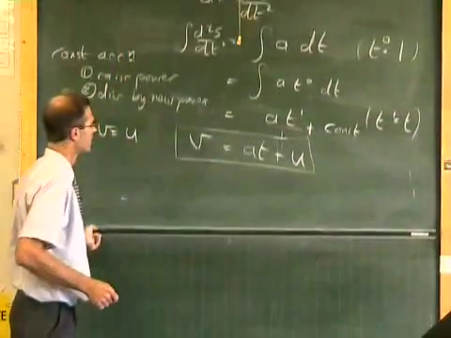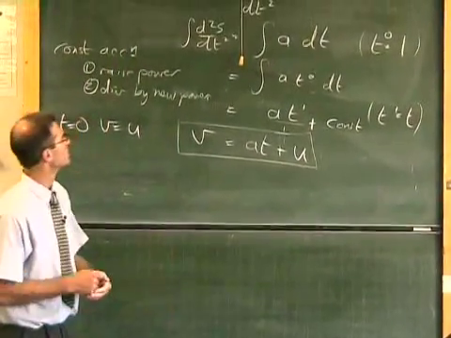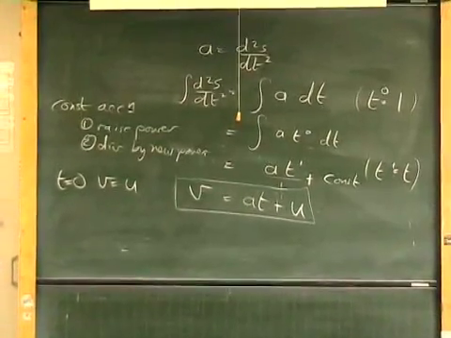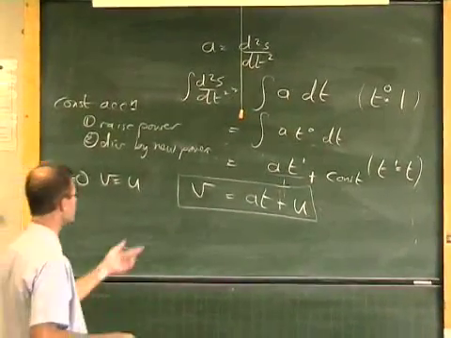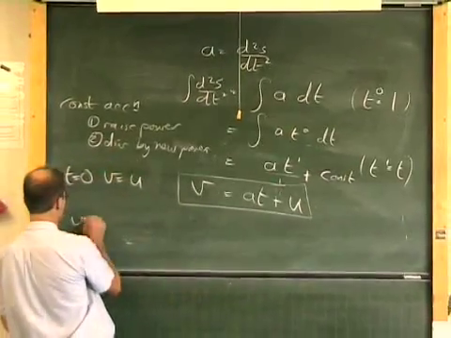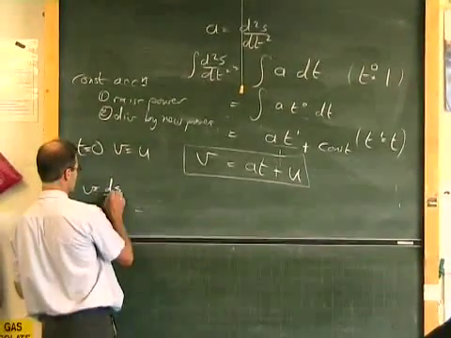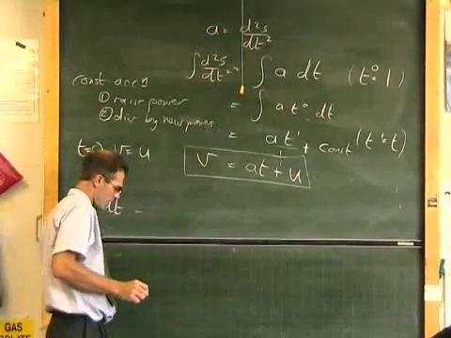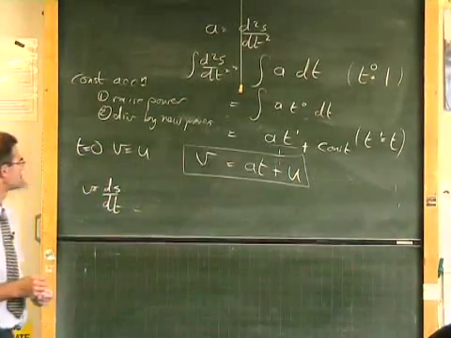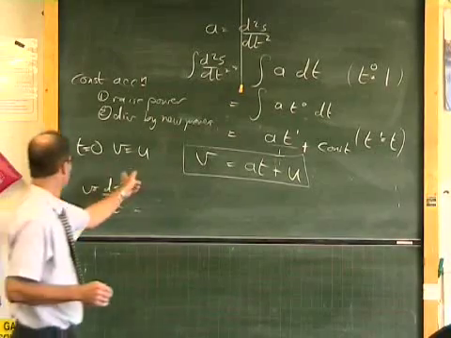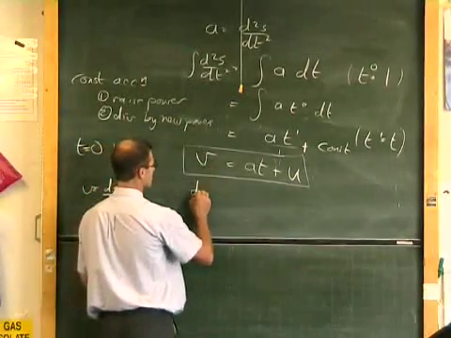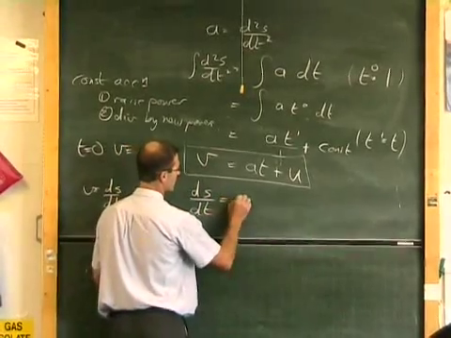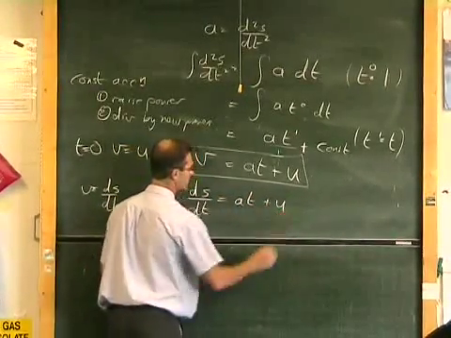Yeah. So that's our first equation of motion. That's taken half the board. We've still got 2 to go. The next one follows a similar process because we know that v is equal to ds by dt. Can we get the second one by a similar process? So we're saying that velocity, the differential of displacement with respect to time, is equal to at plus u.